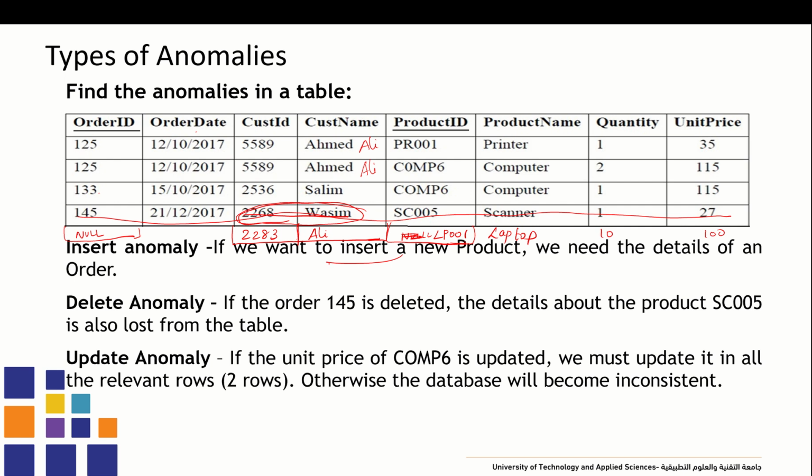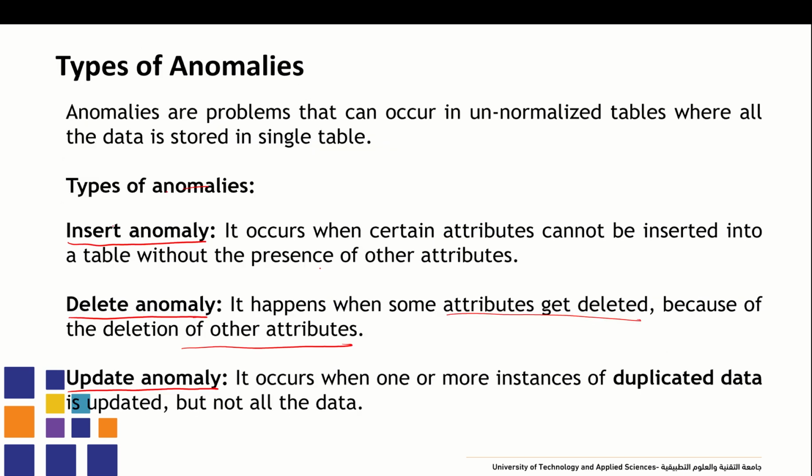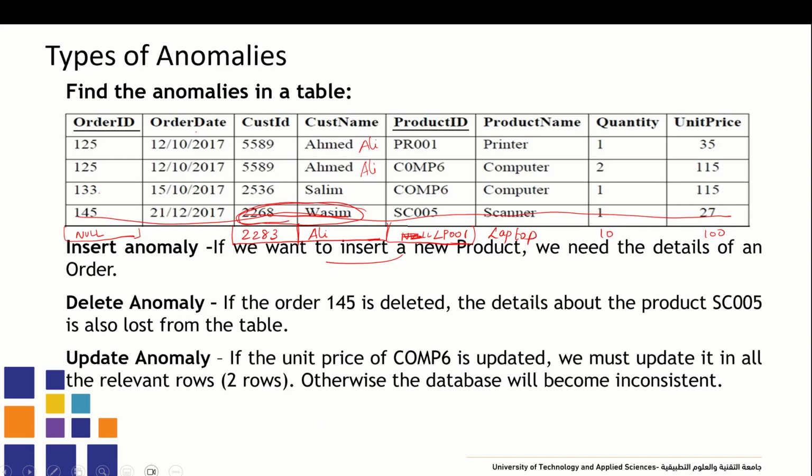Okay, so let's go and see the definition. It occurs when one or more instances of the duplicate data are updated but not all the data. Okay, duplicate data is updated. That is called update anomaly. So why do you face all these difficulties? Because you put all the information in one table: the information about the order, the information about the customer, the information about the product, everything in one table. That is a problem.